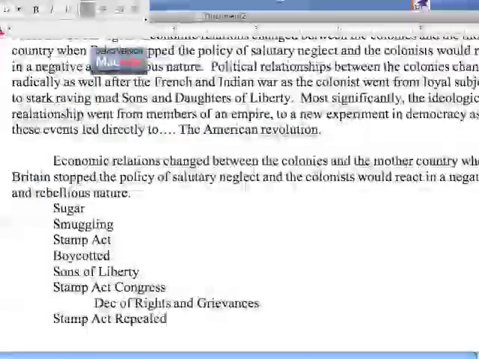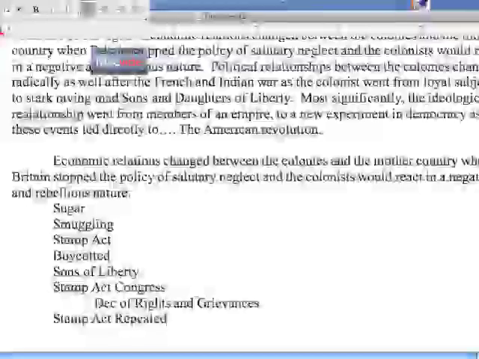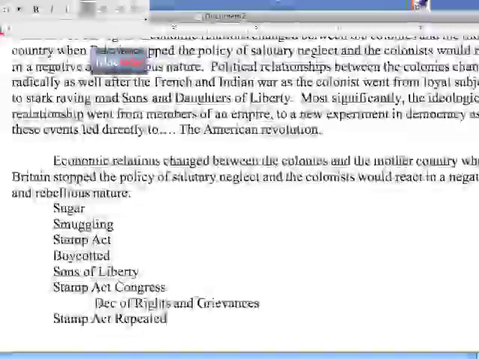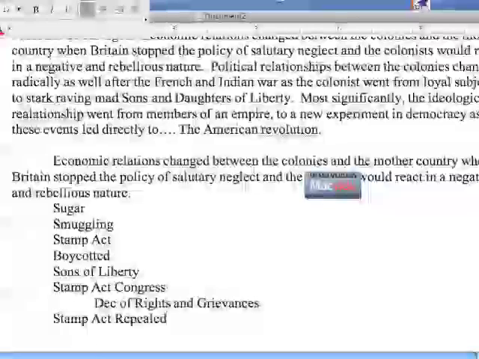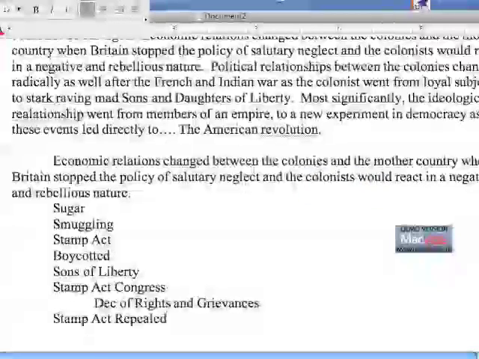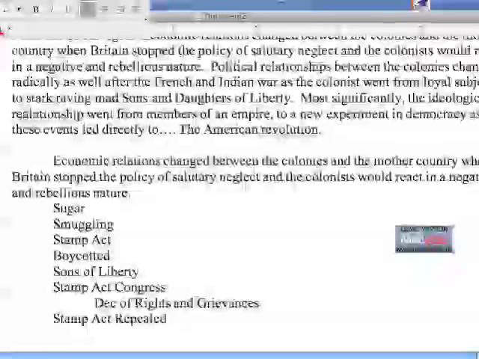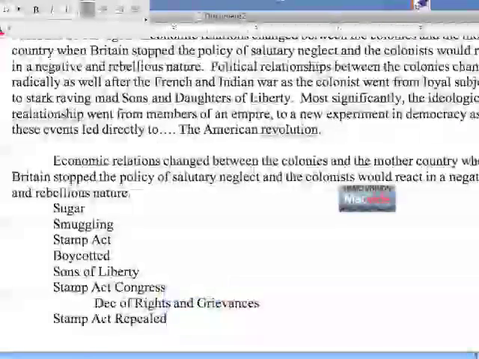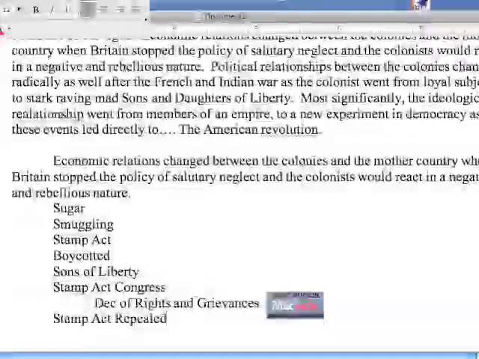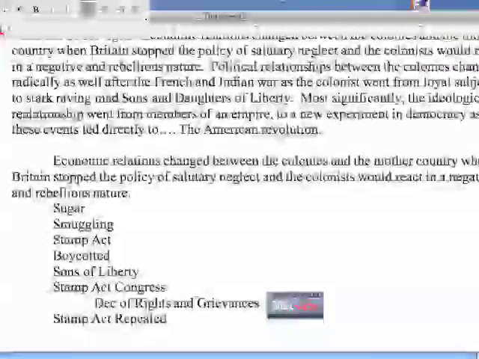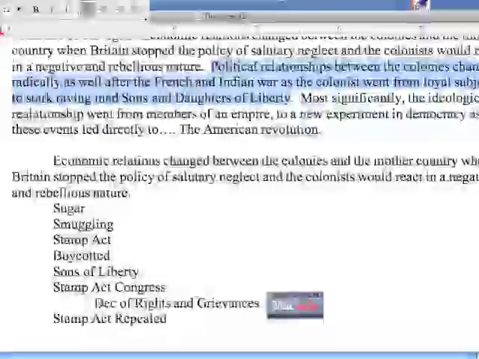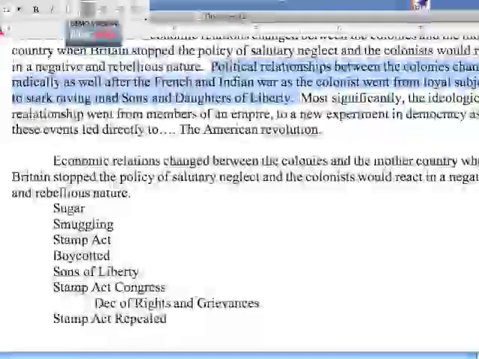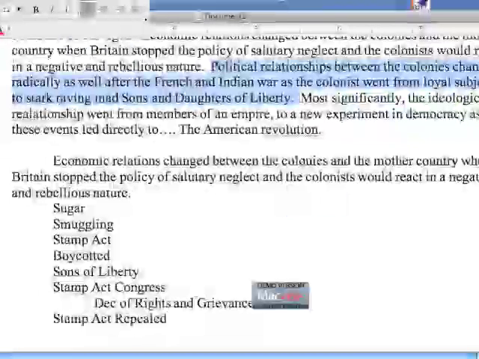Now, from this, there's a lot of different conclusions you can draw and commentary that you can make, but we know that when salutary neglect goes bye-bye and taxes start being increased, it's going to create a change in the relationship. And the colonists are going to start thinking about, whoa, wait a minute, maybe I'm not feeling the love here anymore. And then you just simply transition from this to your next paragraph, which is going to be about, guess what? The political relationship changed, because we now need to talk about how they go from being loyal subjects to stark, raving, mad sons and daughters of liberty.